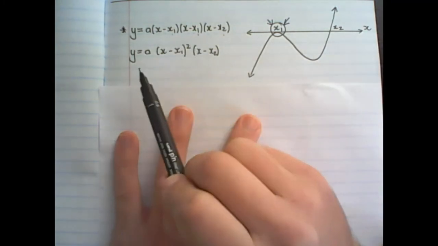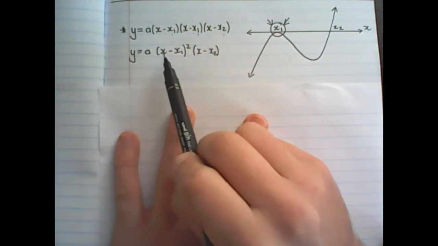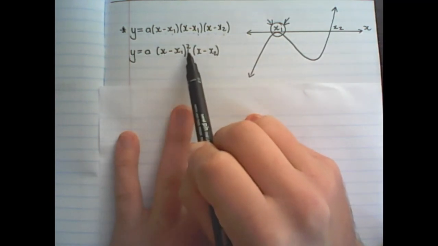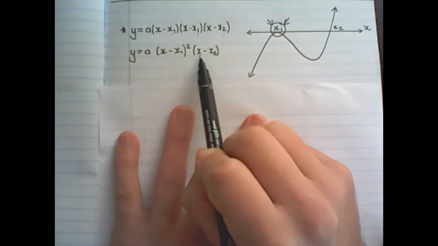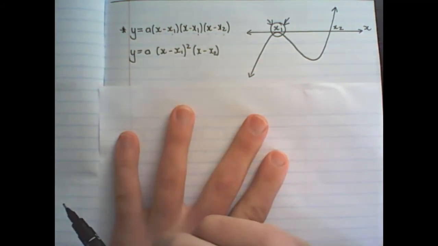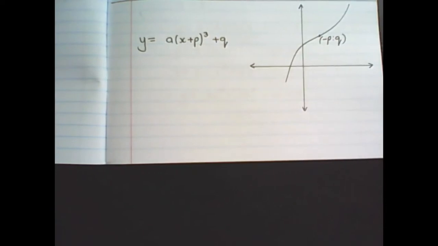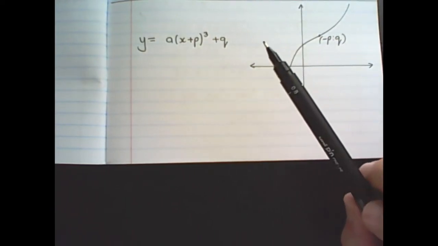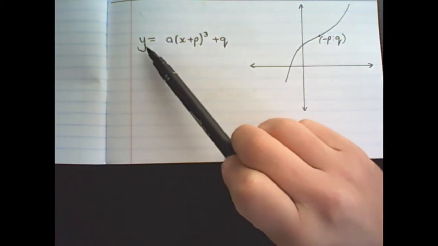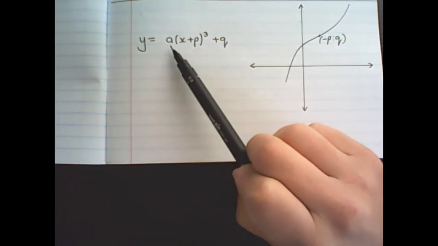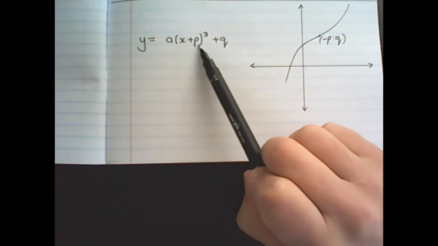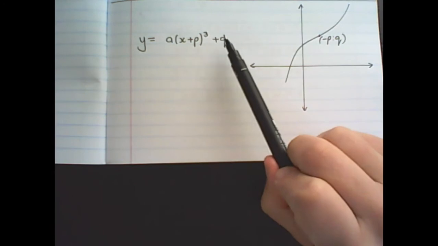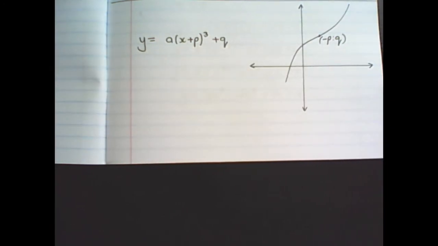So I can also rewrite this as y equals a times (x minus x1) squared times (x minus x2). Our third and final variation is one where there is no local minimum and maximum points, and we simply have y equals a times (x plus p) cubed plus q, and the coordinate of p and q would be given on the graph.